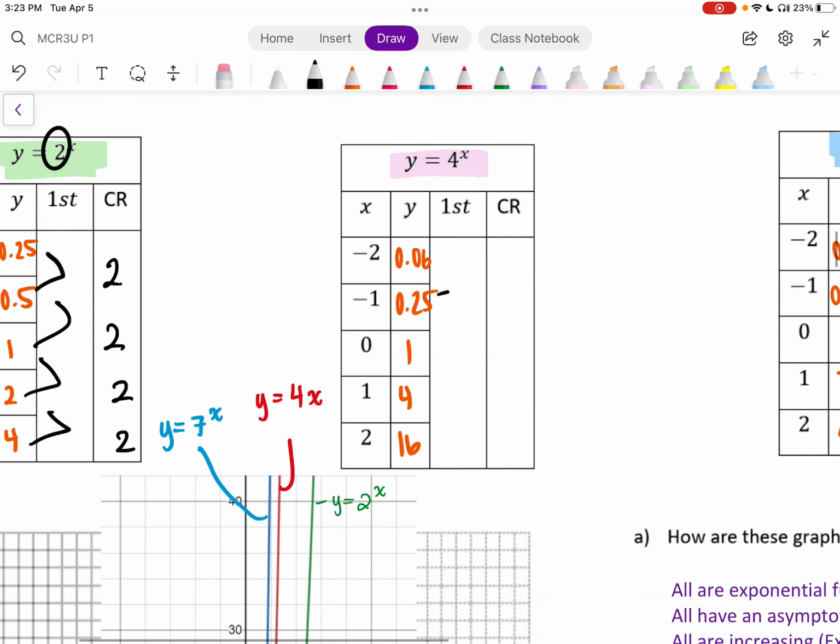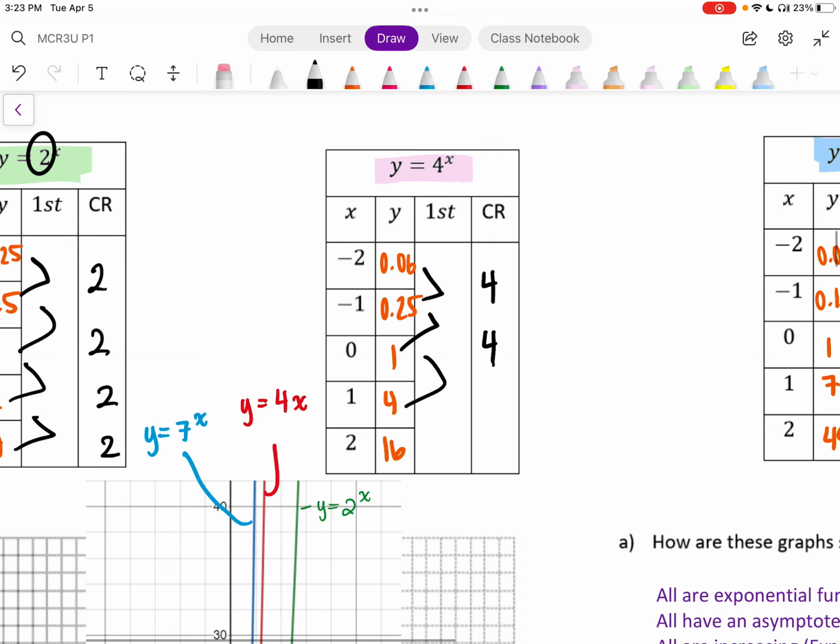Okay? Here, 0.25 divided by 0.0625 is going to give me 4, right? 1 divided by 0.25 is going to give me 4. 4 divided by 1 is 4. 16 divided by 4 is 4.